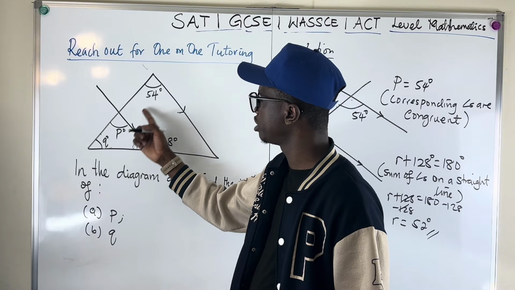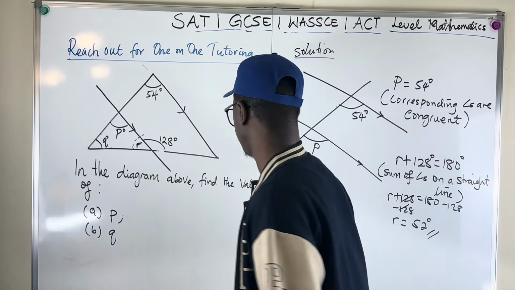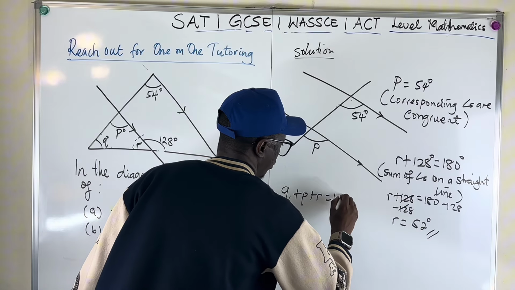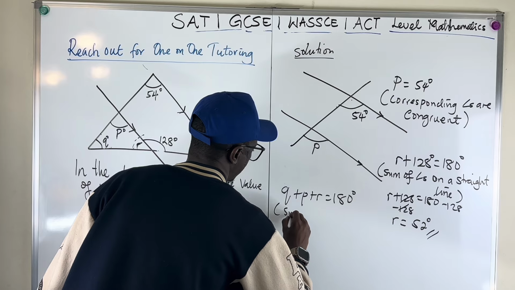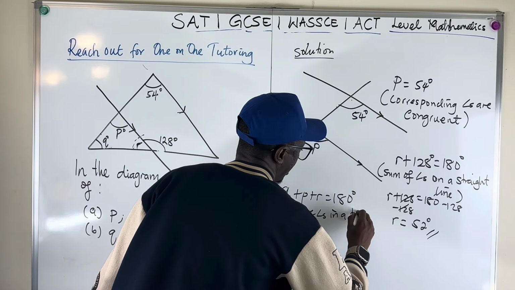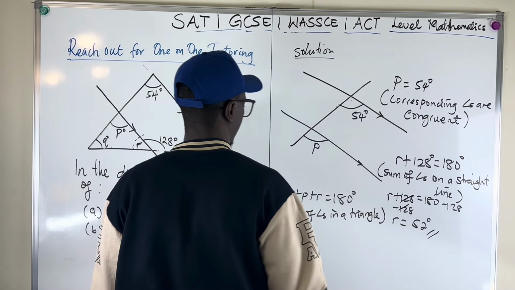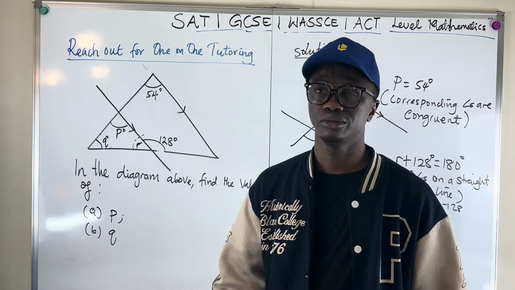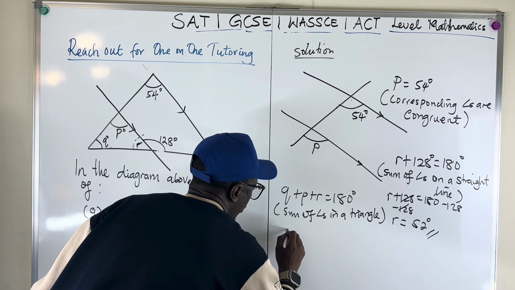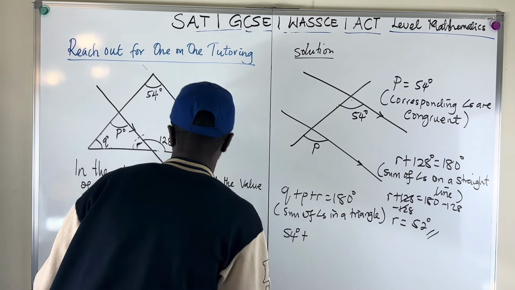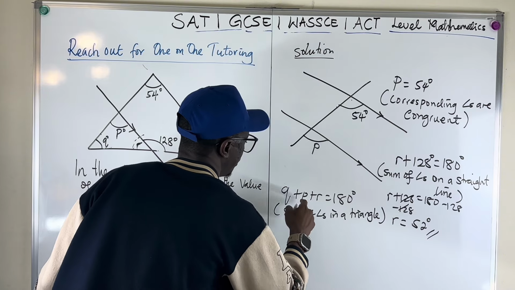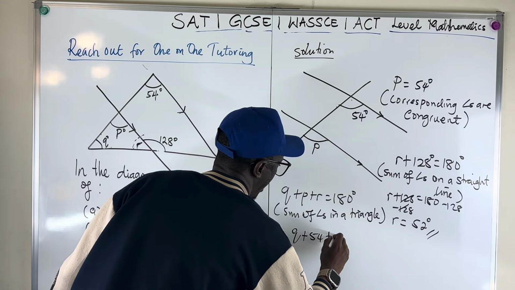R is 52, P is 54. You can easily find Q because I know that my Q plus P plus R must equal 180 degrees. You say sum of angles in a triangle add up to 180 degrees. I know my P is 54 degrees. This Q we are looking for. So this is Q. P is 54 degrees, R is 52.